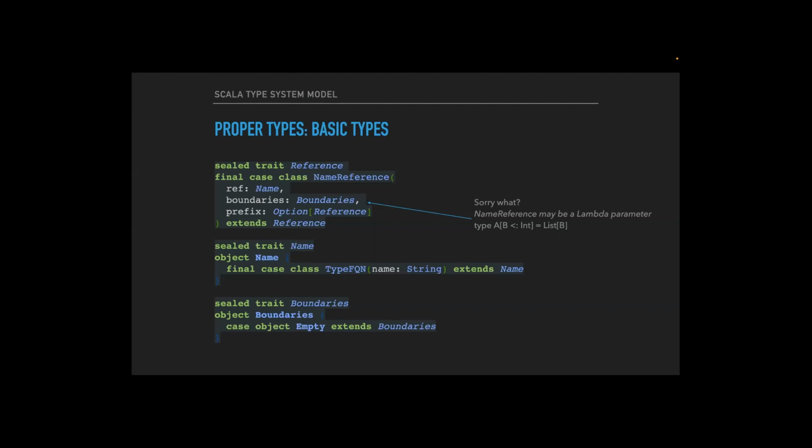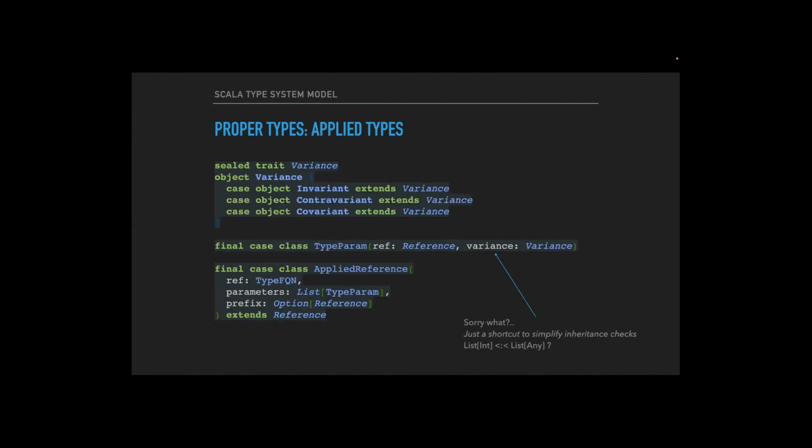The actual implementation would be more complex because path-dependent Scala types may have prefixes, so we would need a field for that. And also, if we wish to use our name references with type constructors, we would need to define an extra field to store type boundaries. And this is an odd deviation from the Scala model, but it's very convenient for our purpose.